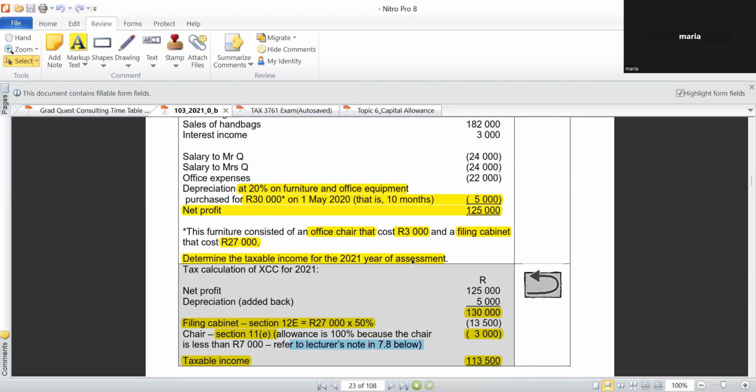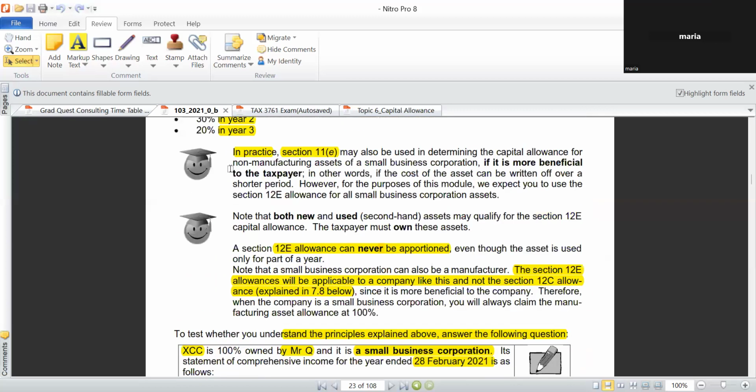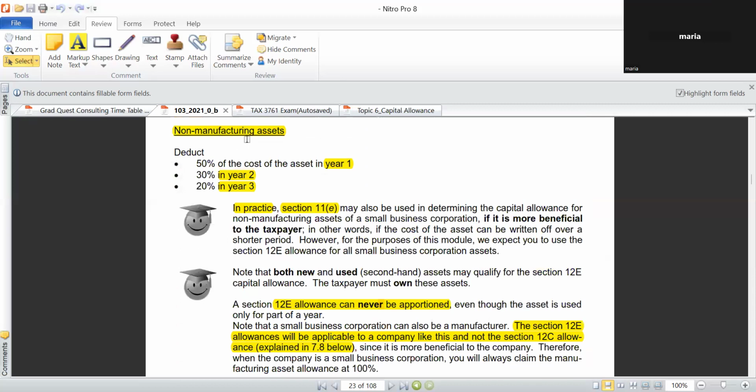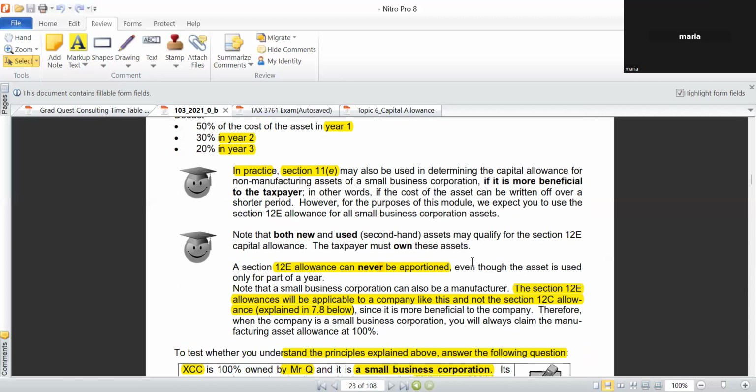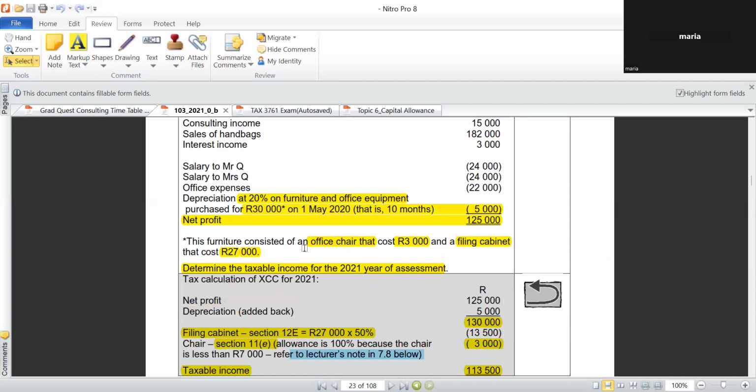But for the other part, the office equipment in the form of a filing cabinet, it's more than 7,000 rands. So guess what happens? No Section 11E provisions would apply. What would have to be applied are the provisions of Section 12E, whereby in the year of purchase you get 50% of the purchase price, in year 2, 30%, and then 20% in year 3. Because they acquired that asset in the 2021 year of assessment, that was their year 1. Hence they took the 27,000 multiplied by 50% to give you the 13,500 that you saw there.